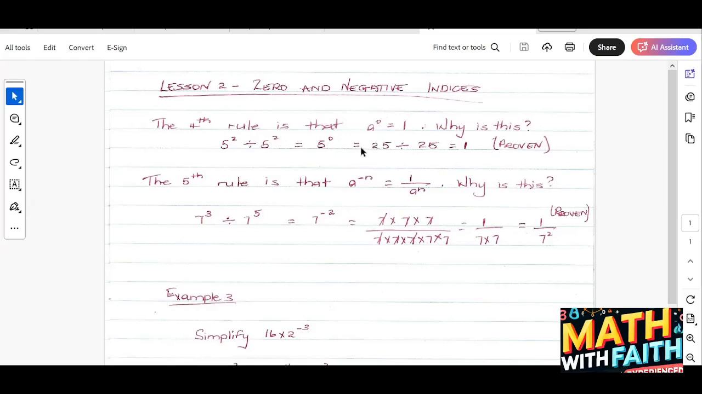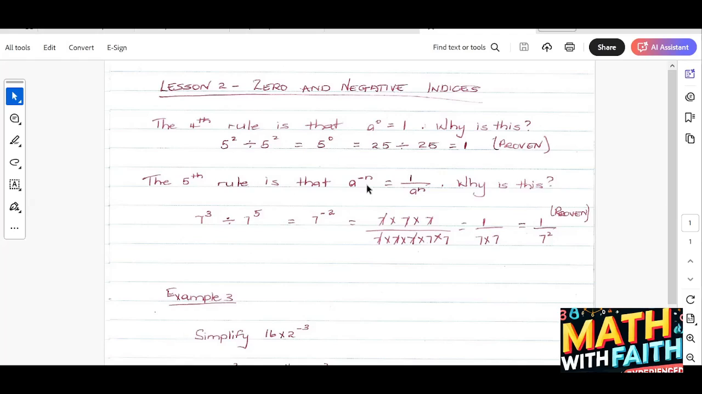right? Now, what is 5 squared? 5 squared is 25. And what is 25 divided by 25? 25 divided by 25 is equal to 1. So you could see here that anything to the power 0 is equal to 1. We have proven that to be true, right? So that has proven the fourth rule, that anything to the power 0 is equal to 1.